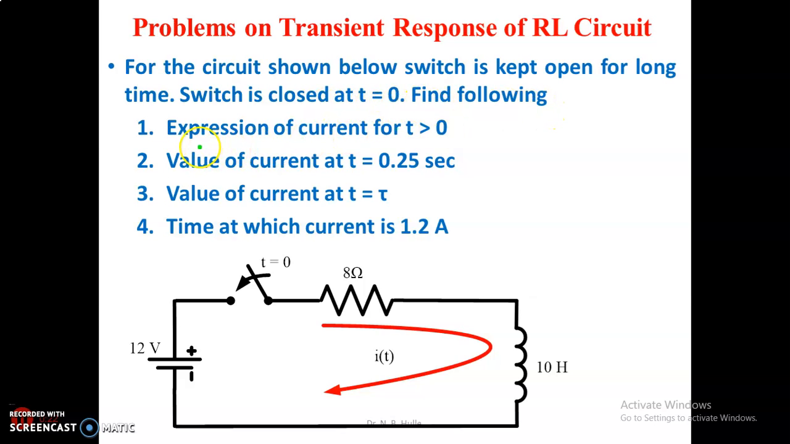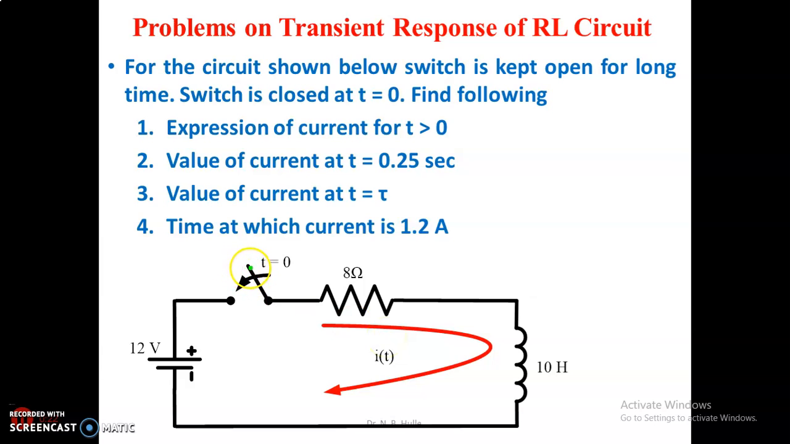We are interested in the calculation of the expression for current for t greater than 0, the value of the current at t equal to 0.25 seconds, the value of the current at t equal to tau, and the time at which the current is 1.2 amperes. And this is the given circuit.